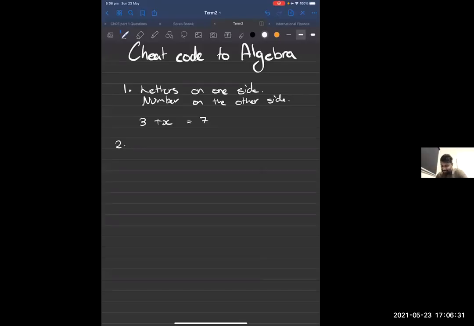Okay. So the cheat codes to algebra. Rule number one, what did we say? It was letters on one side, numbers on the other side. And rule number two, what was it? When you move something to the other side, it's the opposite.